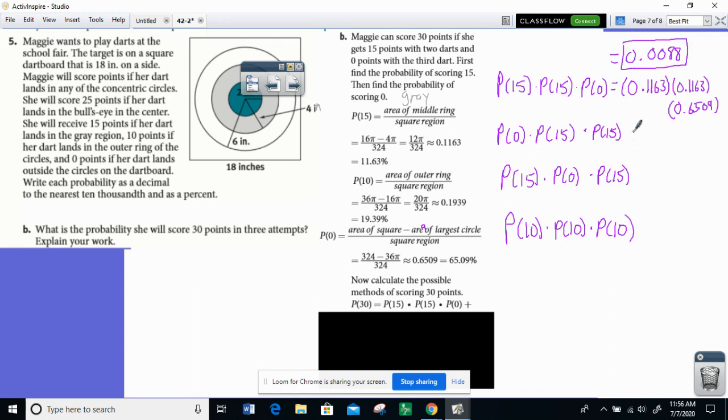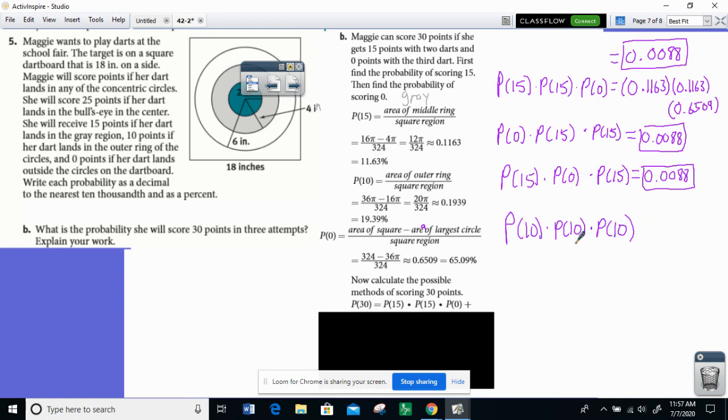Well, here's what's nice about this. Multiplication, the order doesn't matter, right? So even if we do the probability of 0 times the probability of 15 times the probability of 15, we're still multiplying the same 3 values. So that's going to be the same 0.0088 probability for all 3 of these possibilities.